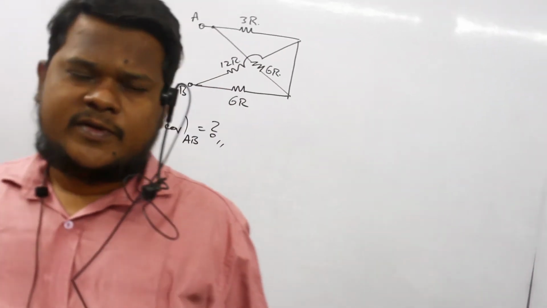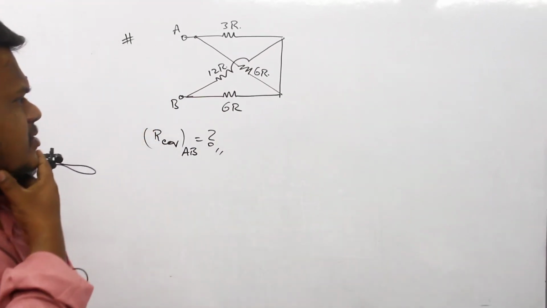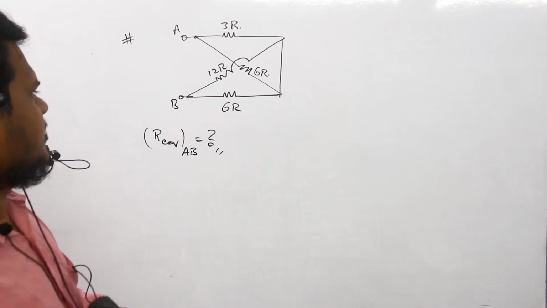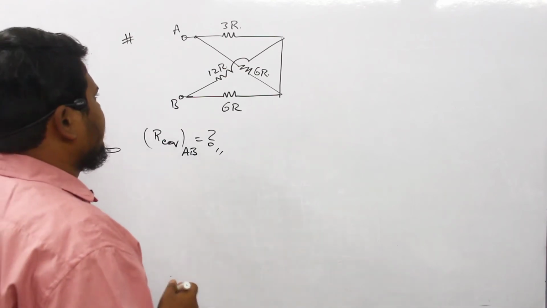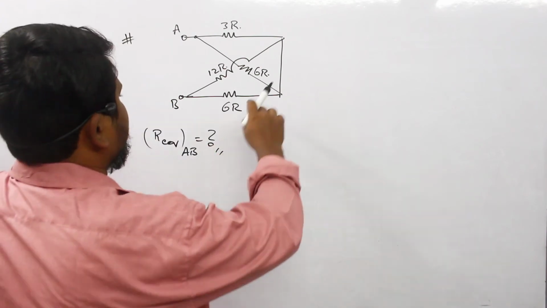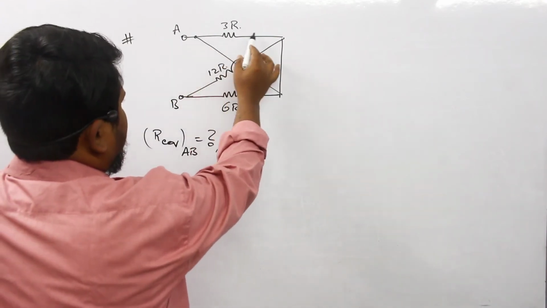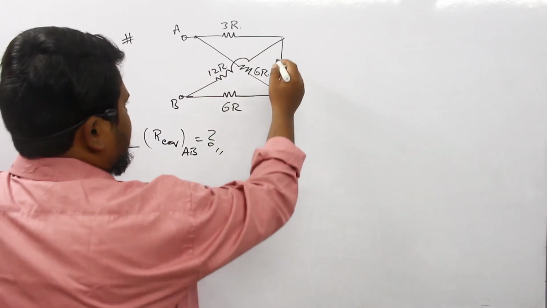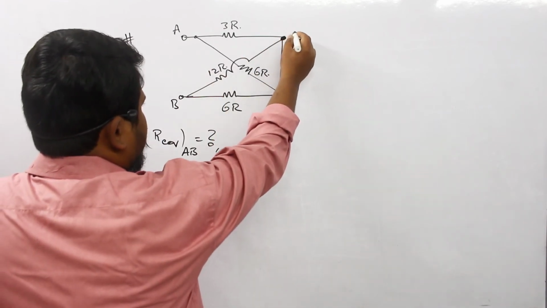So this is the given circuit. We are supposed to calculate the equivalent resistance between again points A and B. So let us see how we can do this calculation. From point A, there are two resistors. This is one resistor and this is another resistor. Let us name this terminal as terminal C.